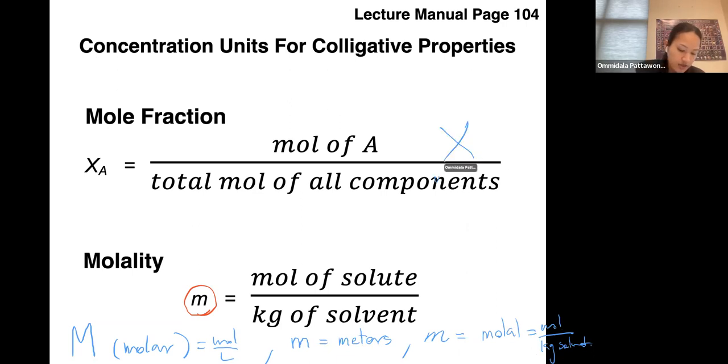Okay, so these two units will not be given on the exam, so you need to know what they mean. So if you don't know, jot it down in your note card. Okay, so that way you know how to solve for those.